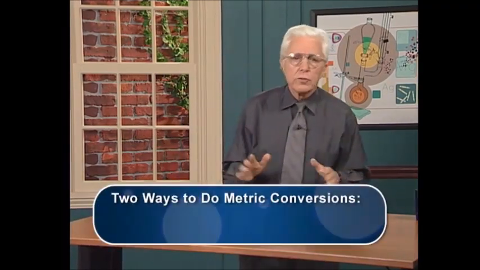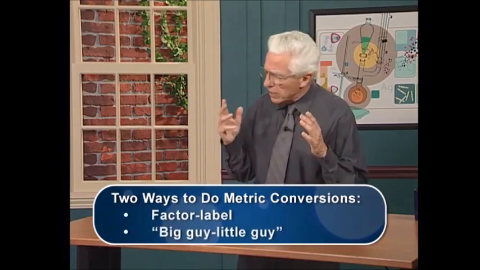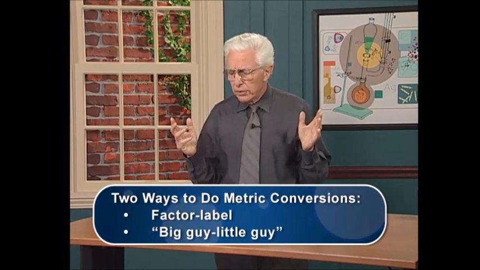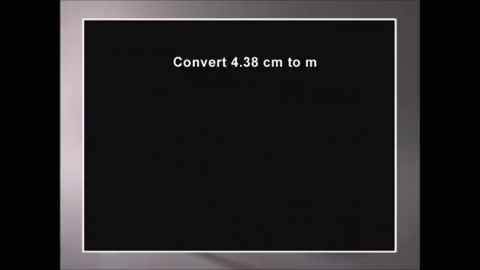One popular way is to use the factor label approach. Another way is to use a technique that I like to call the big guy, little guy method. Consider this conversion. Convert 4.38 centimeters to meters. Let's first do this conversion by using the factor label approach.